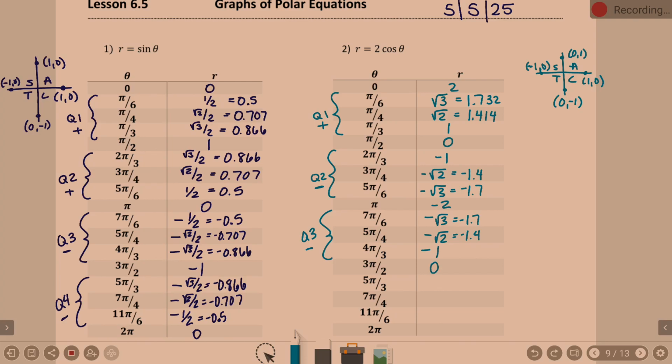And what about these last 3 so far? Quadrant 4? What do we know about quadrant 4? It's our C quadrant. It's our cosine quadrant. So these are positive values. We're going to have positive 1, positive square root of 2, positive square root of 3, and 2 pi is going to have the same answer as 0, which is 2.